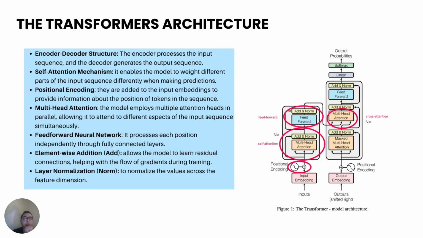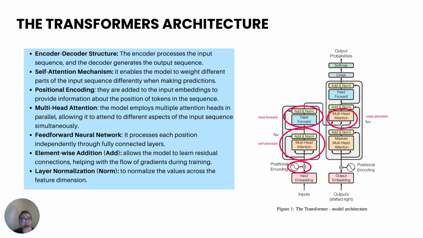Let's move now to the transformers architecture. As you can see in the image, the transformers architecture is composed of an encoder on the left and the decoder on the right. In the encoder-decoder structure, the encoder processes the input sequence, and the decoder generates the output sequence. We have the self-attention mechanism that enables the model to weight different parts of the input sequence differently when making predictions. And we also have the positional encodings. They are added to the input embeddings to provide information about the position of tokens in the sequence.